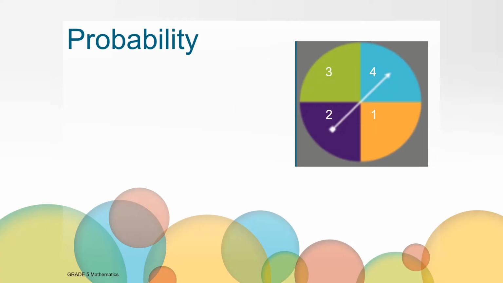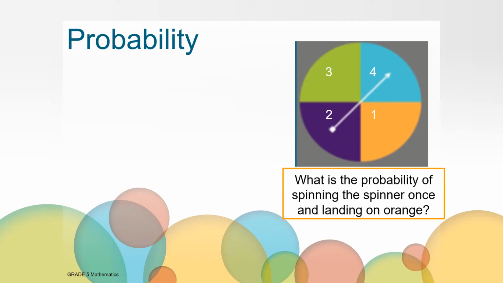Let's take a closer look at this spinner. We just said that the circle was divided up into 4 equal parts. This means that each section represents 1 out of the 4 equal sections, or 1/4 of the circle. There are 4 different colors, so each color represents 1/4 of the spinner. What is the probability of spinning the spinner once and landing on orange?